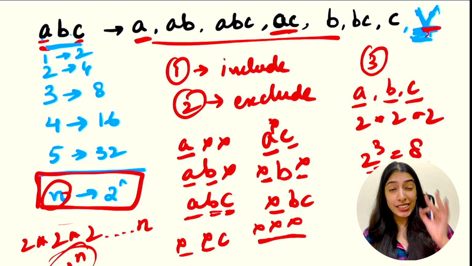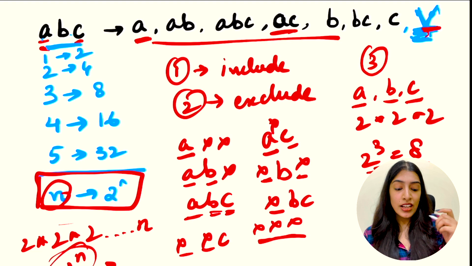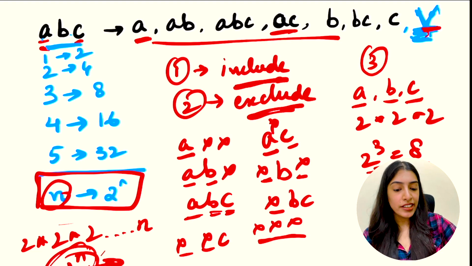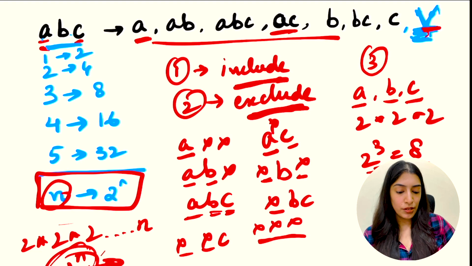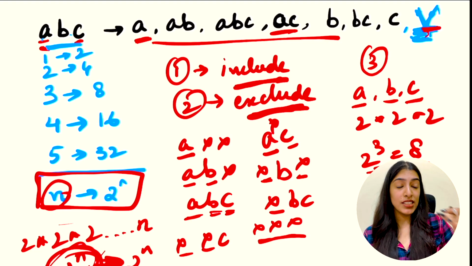So this is an extremely important concept, because this is going to help you understand time complexities for a lot of algorithms and a lot of code. So you should be completely clear with this. Wherever we have this option of including an element or not including an element, the number of possibilities is 2 power n. And this will help us understand the time complexity in a lot of cases.